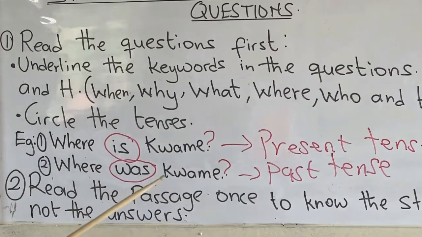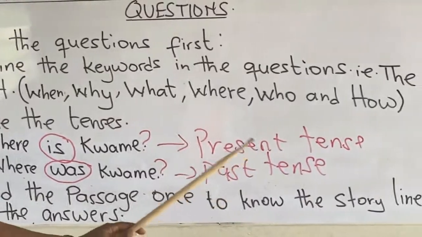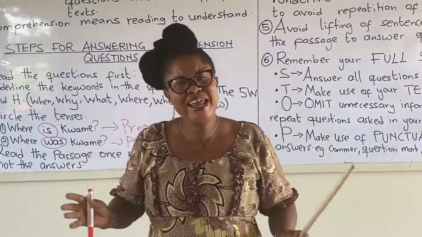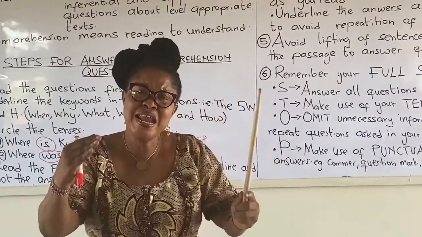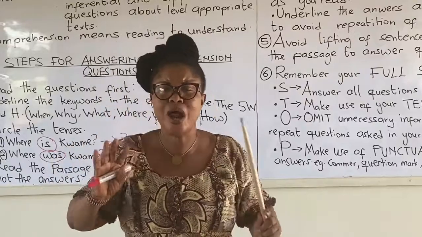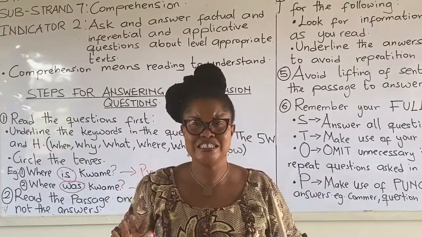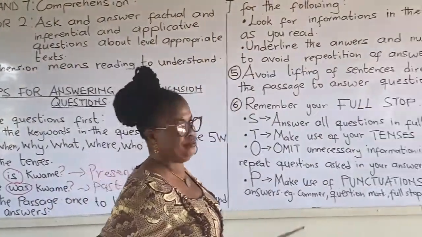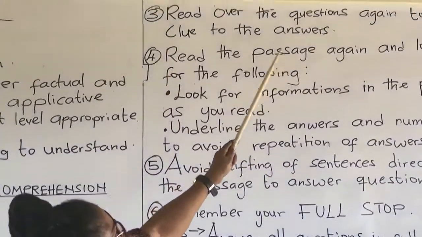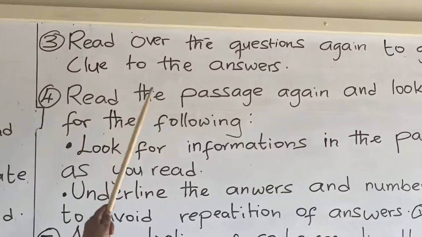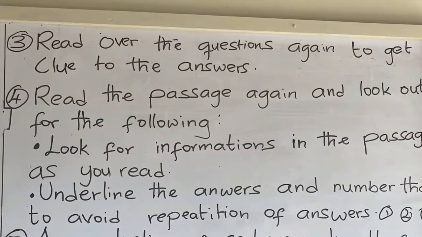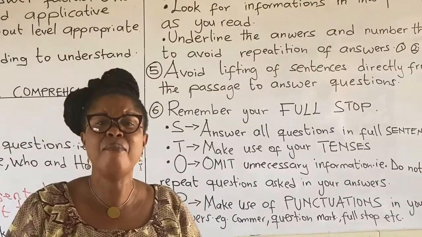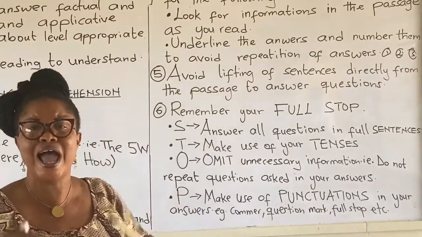Step 2. Read the passage once to know the storyline and note for answers. After reading the questions, read the passage just for the storyline, what the passage is about, and not for answers. Now let's look at step 3. Read over the questions again to get clue to the answers. After reading the passage to know the storyline, go back to the questions and read them again to get clue to the answers.